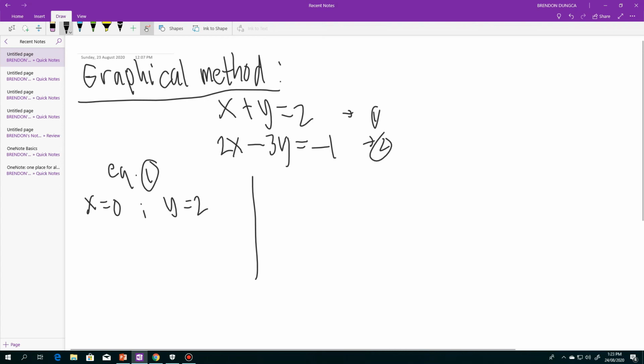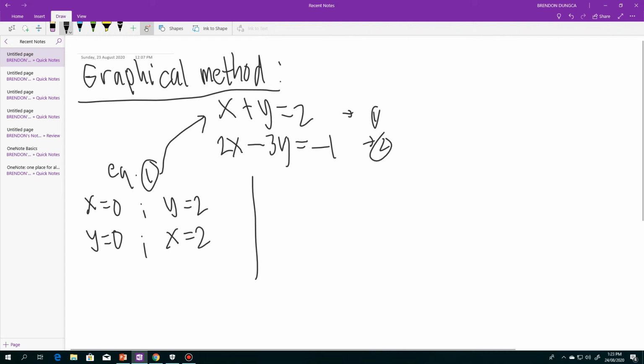And then when we've got y, let's do x. If y is 0, then x is equals to 2. Okay, so we have x is 2 and y is 2 using equation 1.